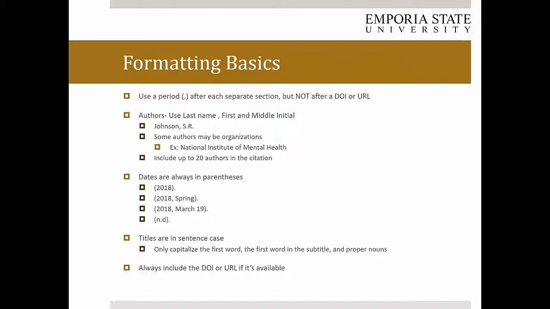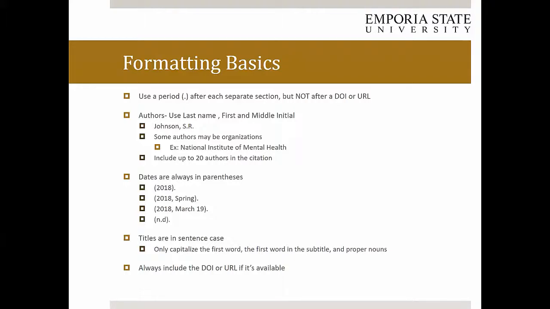For authors, the APA format is to use the last name, comma, first initial, and if there's a middle initial, you'll include that as well. An example is Johnson, comma, S. R. And as I had mentioned, some authors may be organizations. In this case, you'll list the whole name of the organization, being as specific as possible. If the National Institute of Mental Health is part of a greater organization, we're going to use the specific part of that organization.